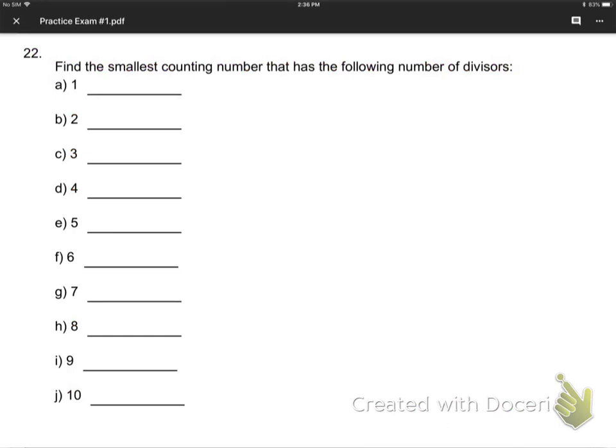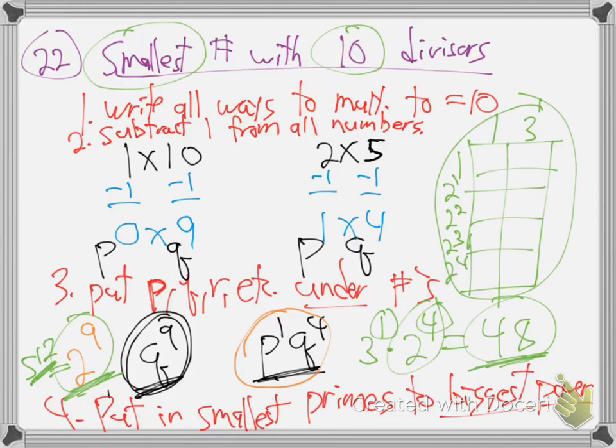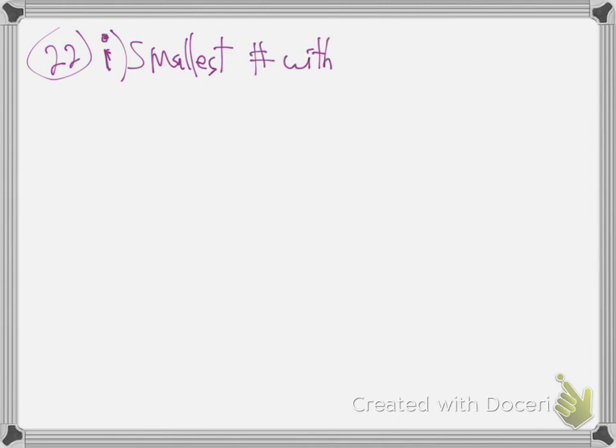Can you go back to the questions? Find the smallest counting number that has, and I jumped down to J. I just did J. Want to try I? 9? Let's see. So 22I. So smallest number with 9 divisors. Find the smallest number with 9. So go through the reasoning.